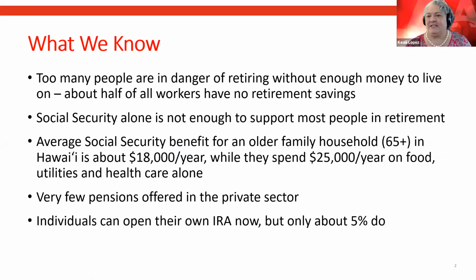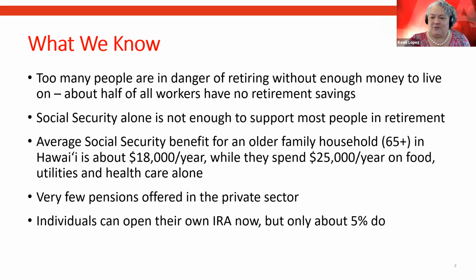Too many people are in danger of retiring, not just here but across the country, and they have not saved. About half the people have not saved for retirement at all. Social Security alone will not support people. Here's a little bit of information about Hawaii: many families of those 65 and plus get an average of maybe $18,000 in Social Security in a year, but will spend at least $25,000 a year on utilities, food, and healthcare alone.